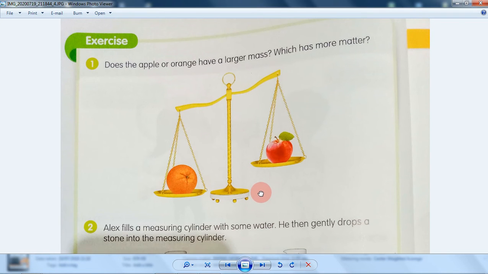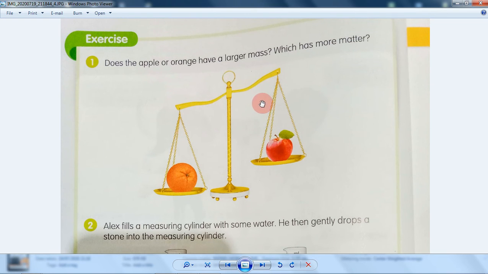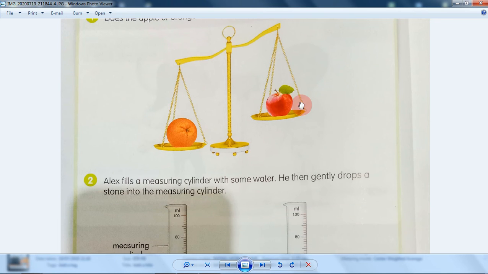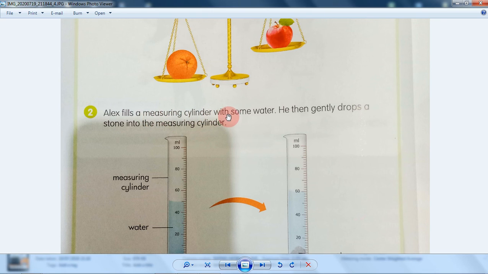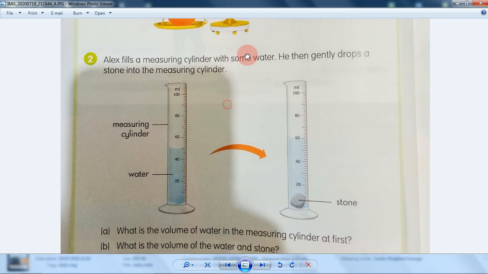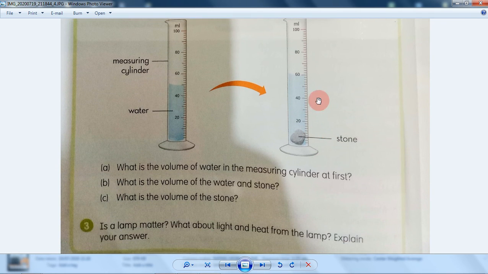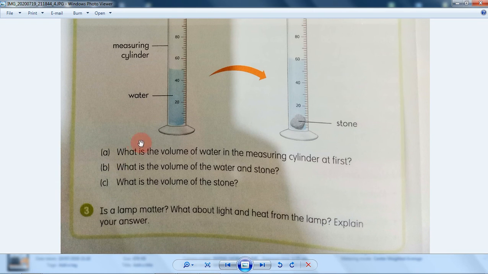This is an exercise, so you have to answer it. I will put this picture together with the lesson that I will give. Does the apple or orange have a larger mass, which has more matter? And then you write it down, in English, of course. Alec fills a measuring cylinder with water. Then he gently drops a stone into the measuring cylinder. Just answer this based on this one.